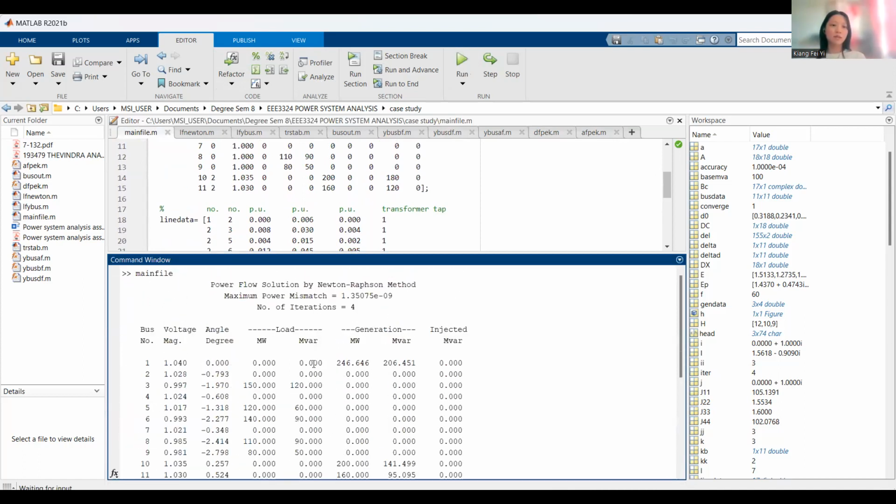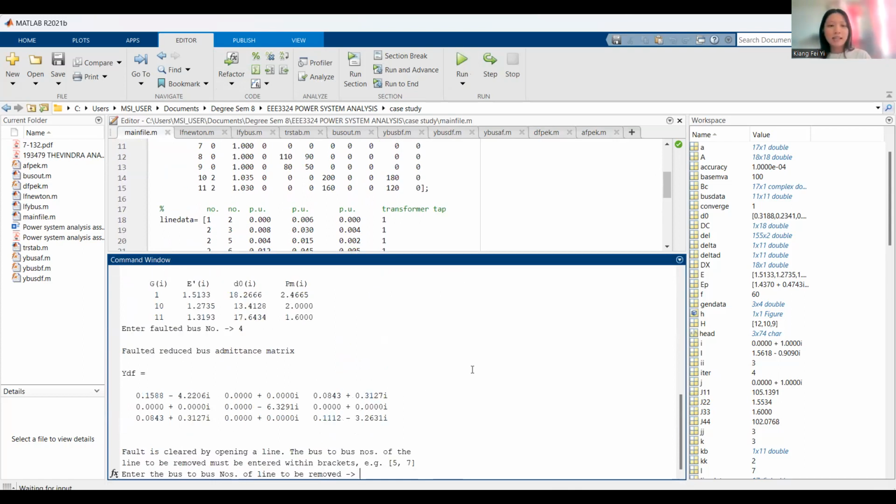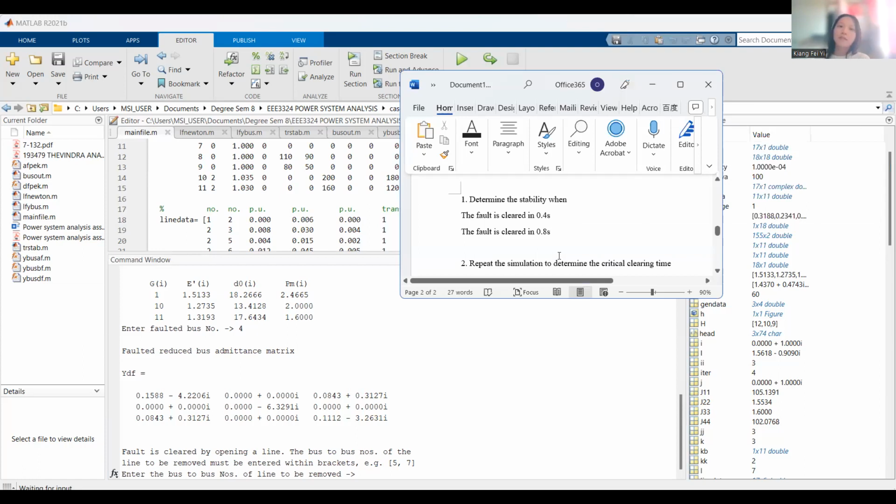So this is the power flow solution using the Newton-Raphson method, and the number of iterations is 4. So now we are going to apply the fault at bus number 4. And this is the admittance matrix that was formed by the program. So just now we mentioned that we are going to determine the stability when the fault is cleared in 0.4 seconds.